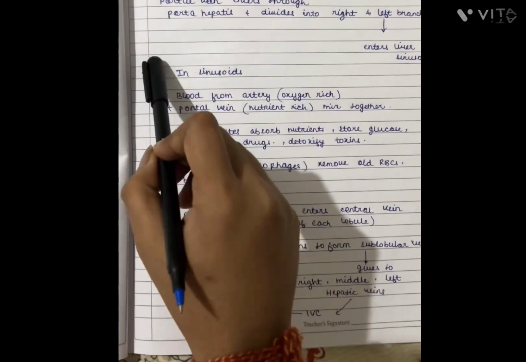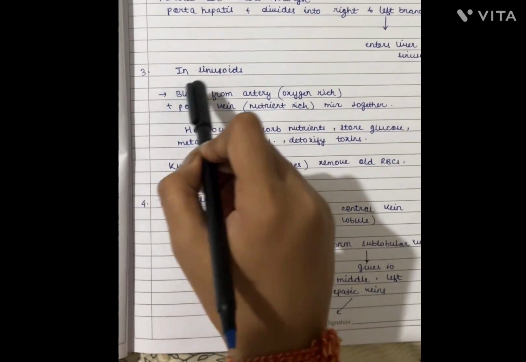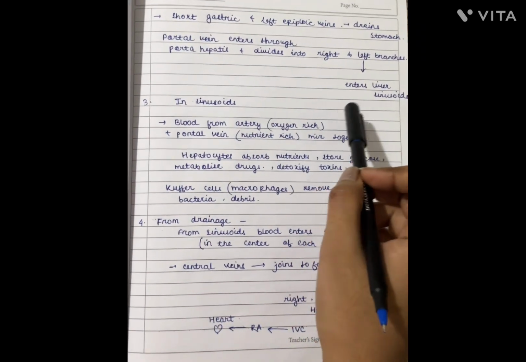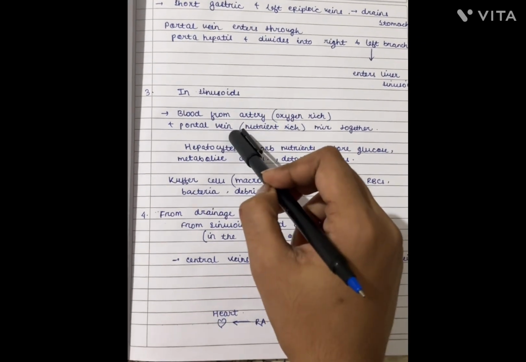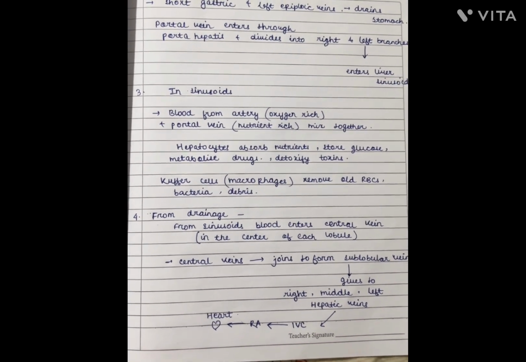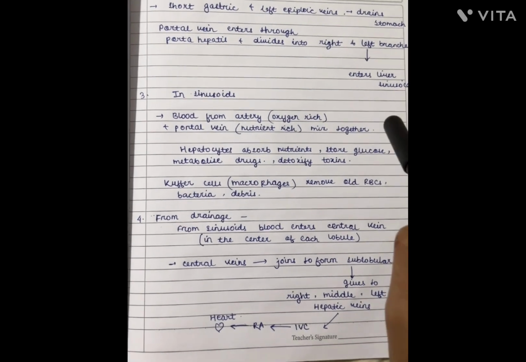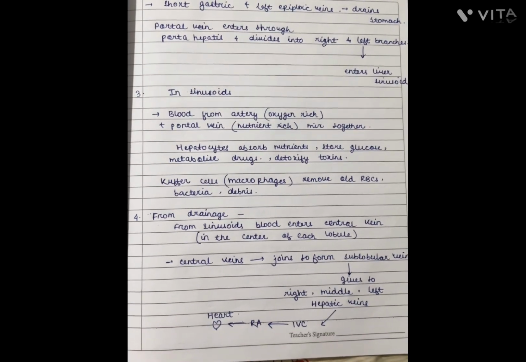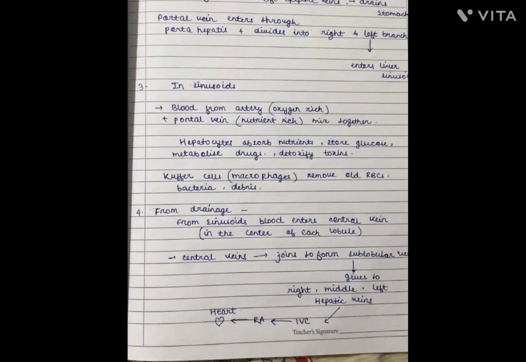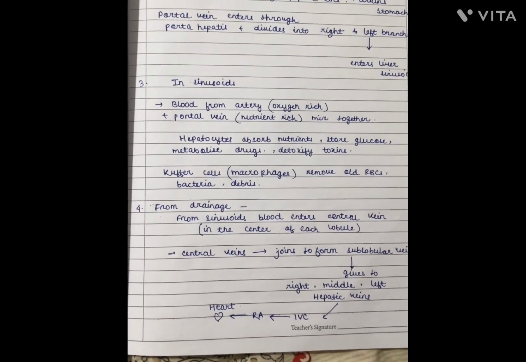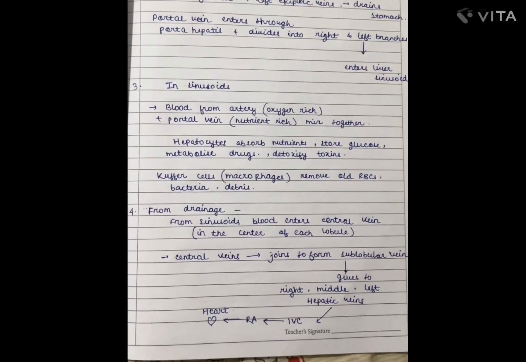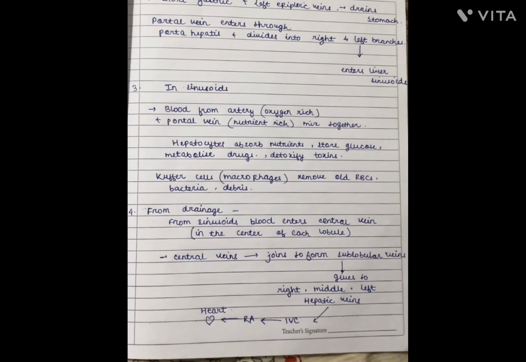Inside the sinusoids, the blood from the hepatic artery, which is oxygen rich, and the portal vein, which is nutrient rich but deoxygenated, mix together like in capillaries. What is the action of capillaries then? They also mix the blood, deoxygenated and oxygenated, to carry out the metabolic activities of the body. Just like that, the sinusoids also carry the function of the capillaries in the liver.